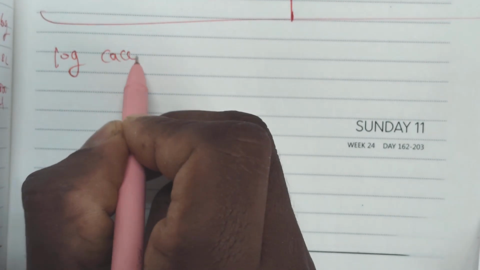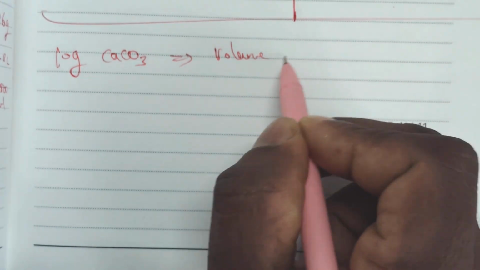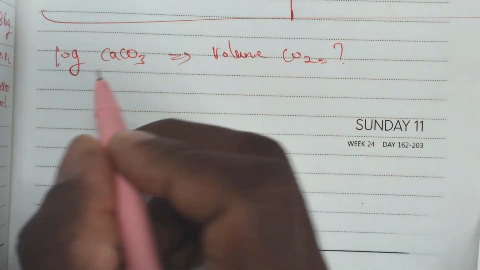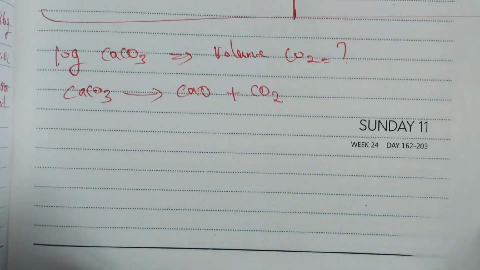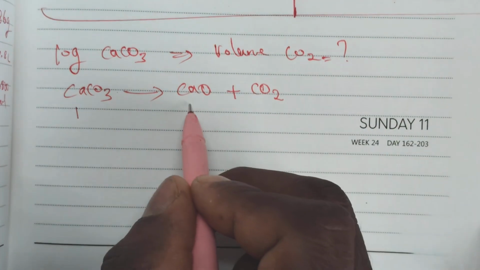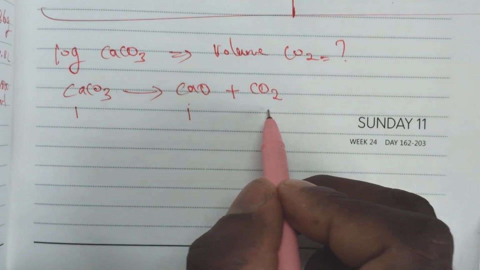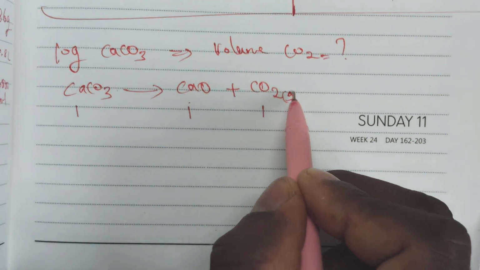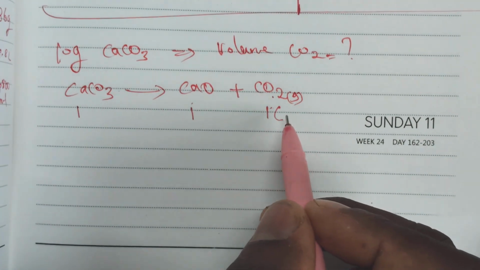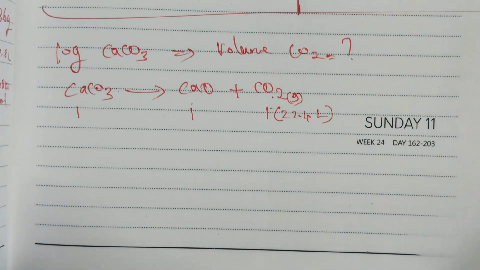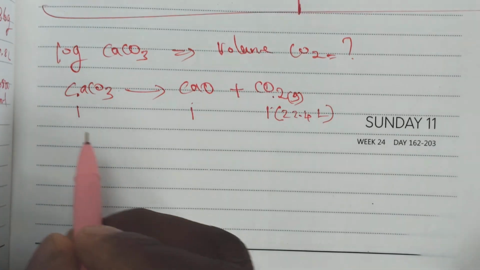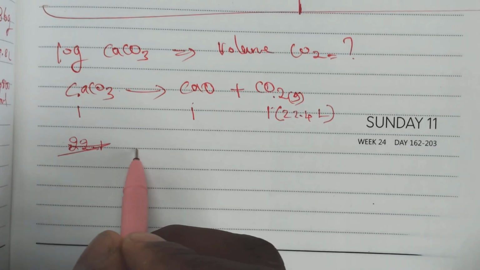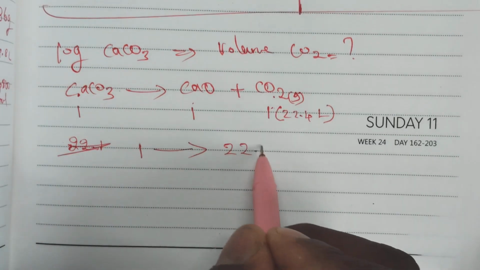The question is: 10 gram of calcium carbonate, how much volume of carbon dioxide is produced? Generally, calcium carbonate gives calcium oxide plus carbon dioxide. This is 1 mole, and the calcium oxide is also 1 mole. The carbon dioxide is also 1 mole. Carbon dioxide is a gas, and we know that 1 mole of gas occupies 22.4 liter volume. So 1 mole of calcium carbonate gives 22.4 liter.